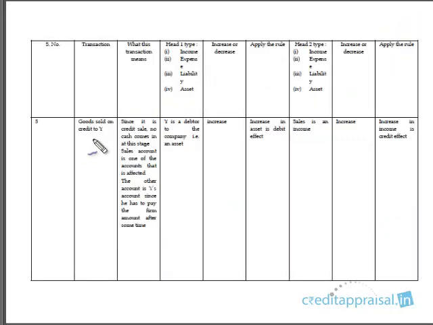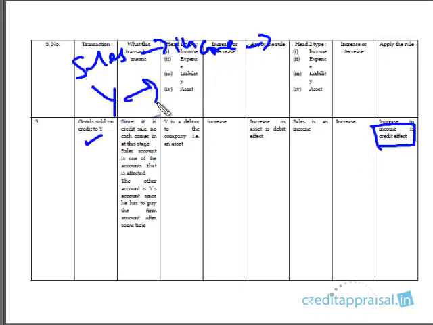Next example, goods sold on credit to Y. In the earlier example, we sold goods for cash. In this example, we are selling on credit. So the sales account will not change, right? Sales is an income, and since we credit all incomes, the credit effect is the same. So let us see the debit effect here. We sold the goods to Y, but we have not yet received the sale amount. But we are going to receive this amount from the customer in future, after 30, 45 or 60 days. So this customer is actually an asset to us.